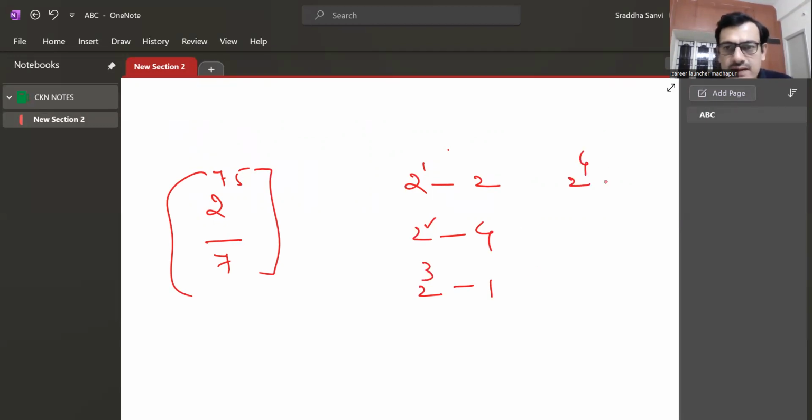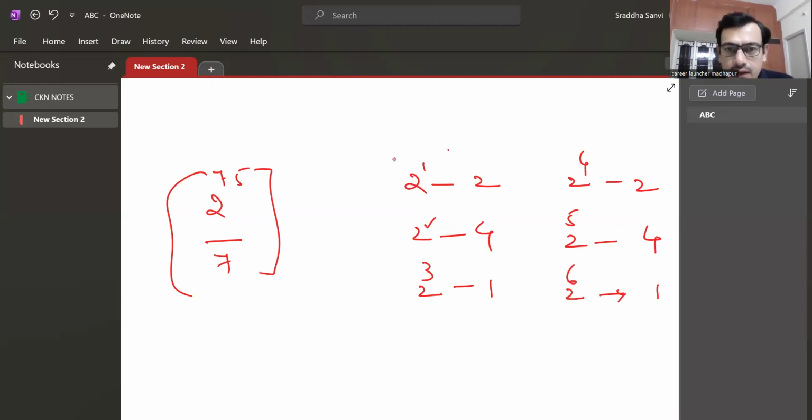2 power 4, 16, divided by 7. Remainder is 2 only. 2 power 5, 32, divided by 7. 4 7s are 28, so the remainder is 4 only. 2 power 6, you are talking about 64. 9 7s are 63. Remainder is 1 only.